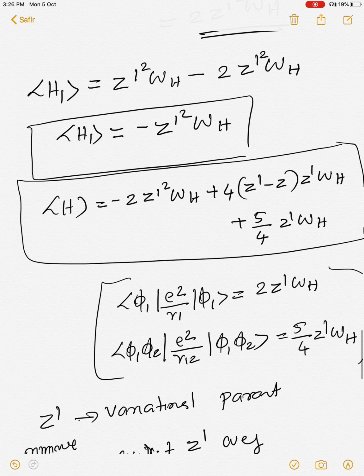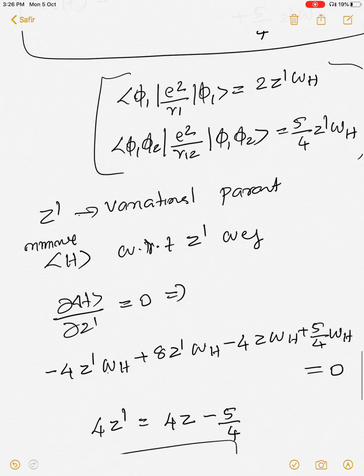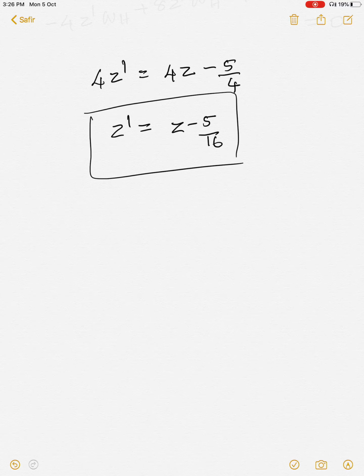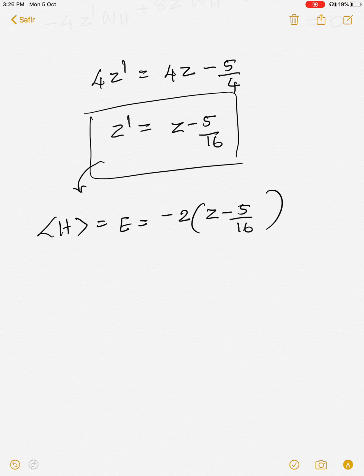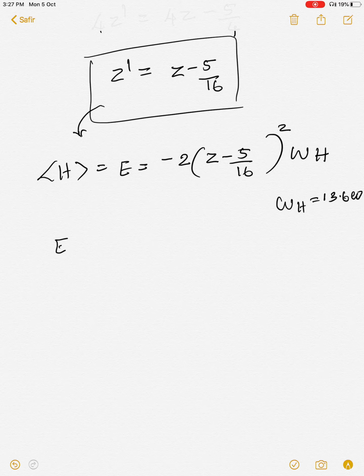Where is the expectation of H? This much, the total H. While substituting this z prime in the expectation of H, we get the energy, which is almost equal to minus 2 z minus 5 by 16 all square WH. You can try doing this. We know WH is equal to minus 13.6 electron volt. So in that way, this energy is equal to minus 77.46 electron volt for the helium atom.